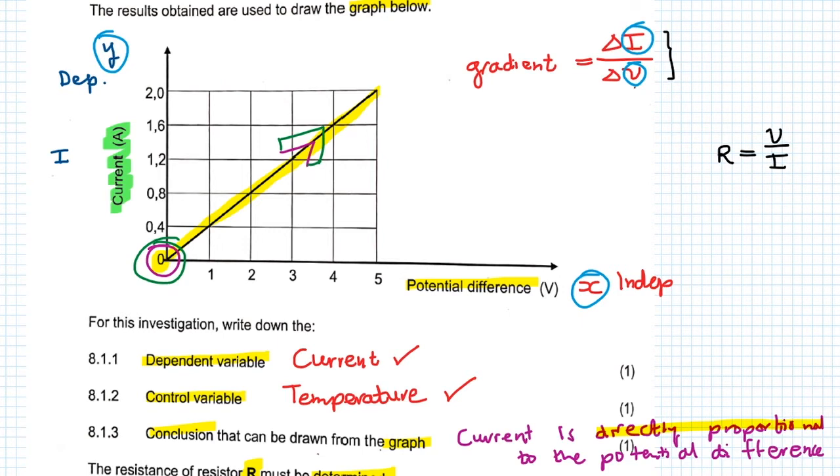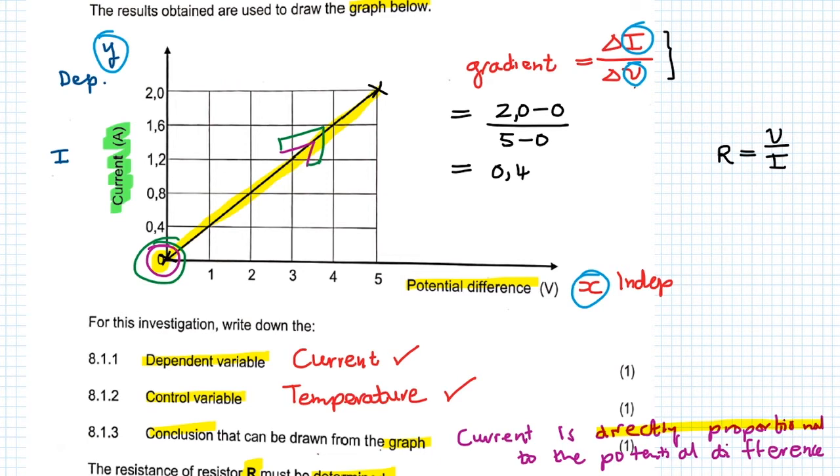So what we can do is start off by calculating the gradient, and then we can find the reciprocal. So we choose 2 points. I'm going to choose this point over here and the origin. This is going to be 2,0 minus 0 as the y values. Then we have 5 minus 0 as the x values, or the current values. When we plug this into our calculators, we obtain a value of 0,4.